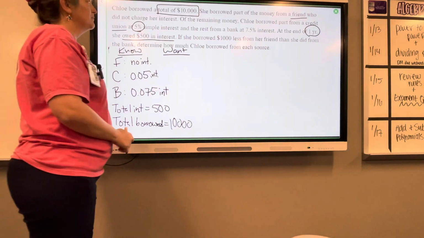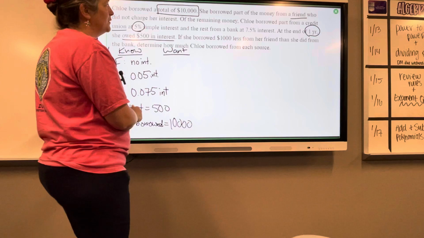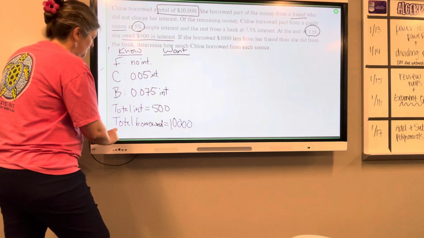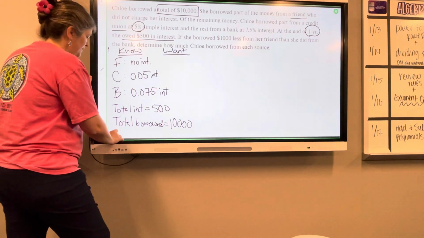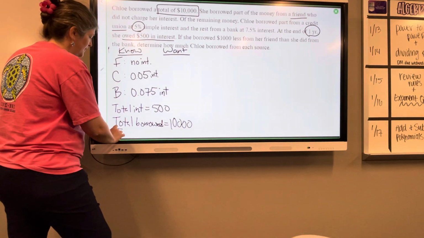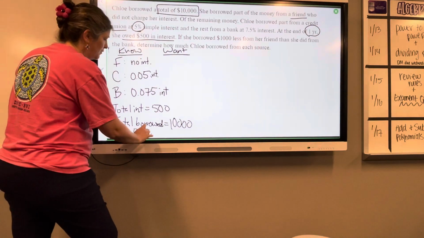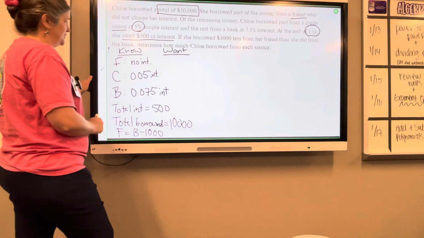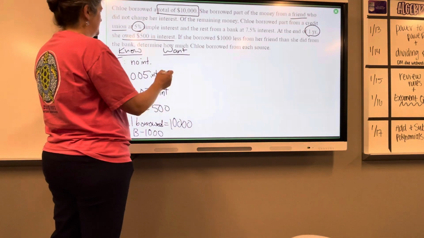Now we're in the part of the problem where it says if she borrowed 1,000 less from her friend than she did from the bank, okay, that's another piece of what we know. So that means that the friend is going to be the bank minus 1,000. Now I'm using variables in this equation, but I haven't properly defined them, so I probably should.